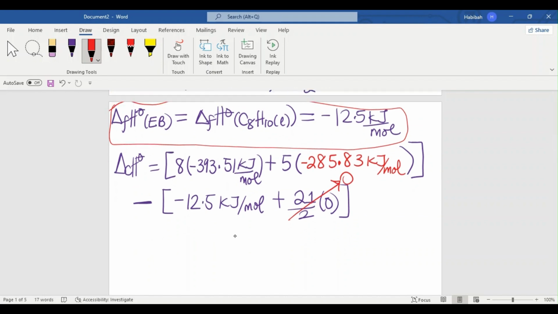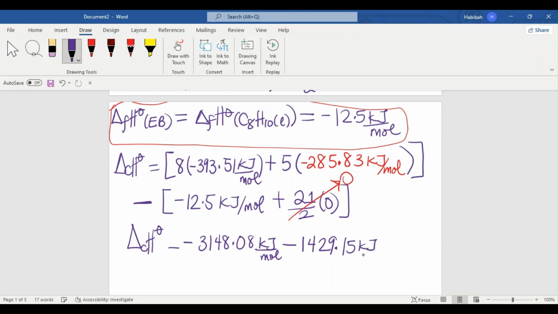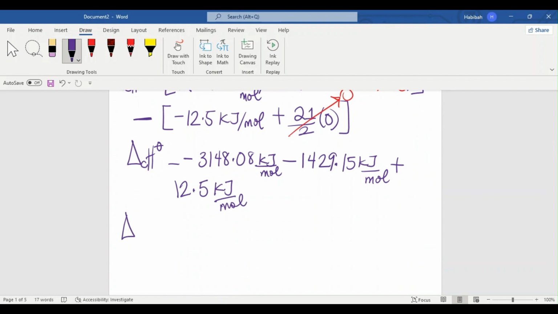You have 8 times negative 393.51. We have that to be negative 3148.08 kilojoule per mole. Minus negative 1429.105 kilojoule per mole, plus 12.5 kilojoule per mole. So all of this information right here would be the standard enthalpy of combustion.